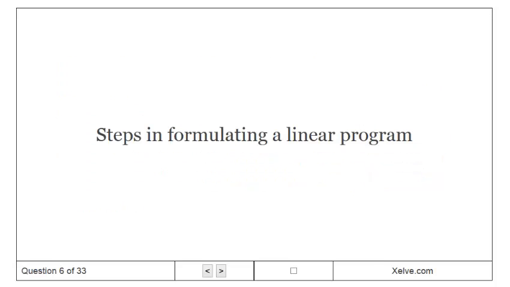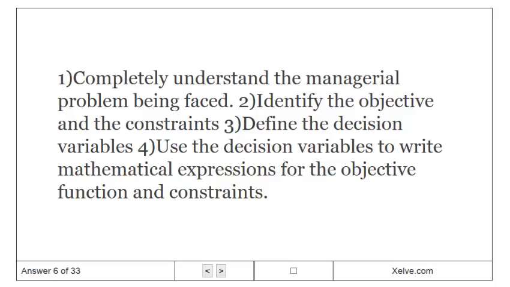Steps in formulating a linear program. 1. Completely understand the managerial problem being faced. 2. Identify the objective and the constraints. 3. Define the decision variables. 4. Use the decision variables to write mathematical expressions for the objective function and constraints.